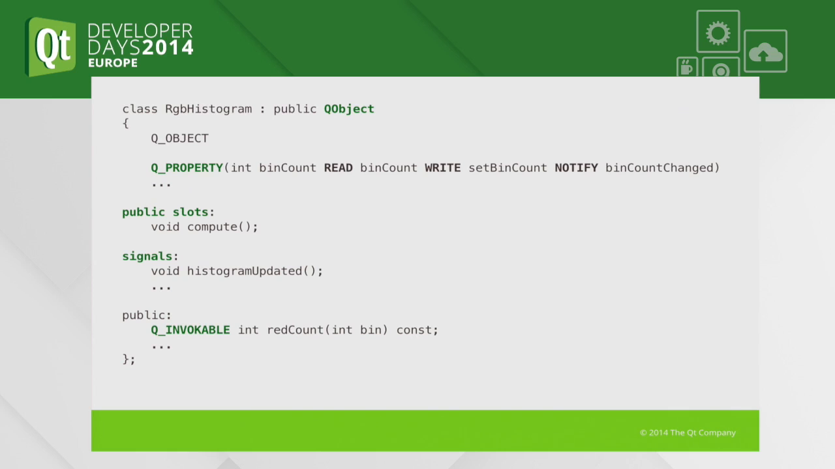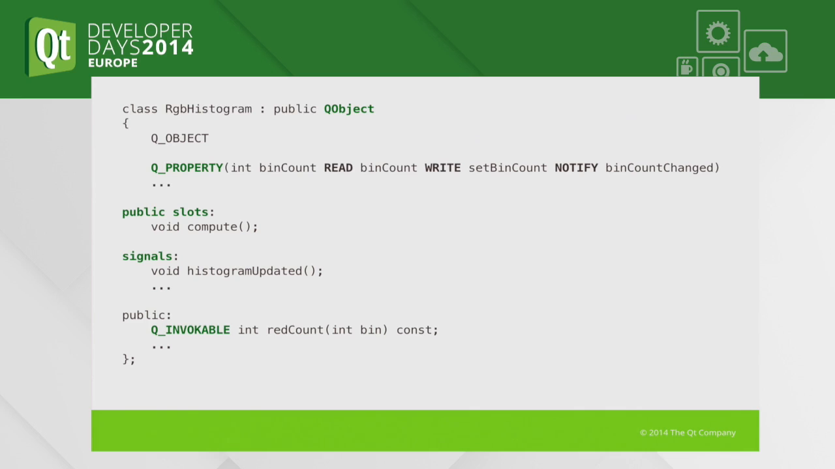First, inherit your class from QObject. If you want a new property, then use the Q_PROPERTY declaration. Bin count here after the type will be the name of the property in QtQuick, and then you specify which are going to be the getters and setters and the change signal.